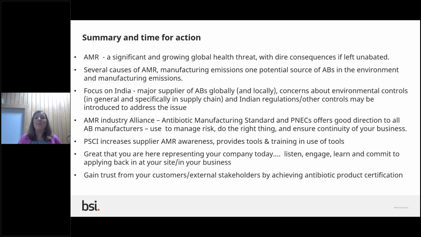So that's just a summary: we really can gain trust from customers and external stakeholders by conforming with the standard and achieving certification for your antibiotic portfolio.